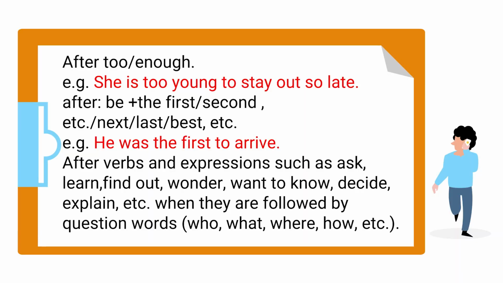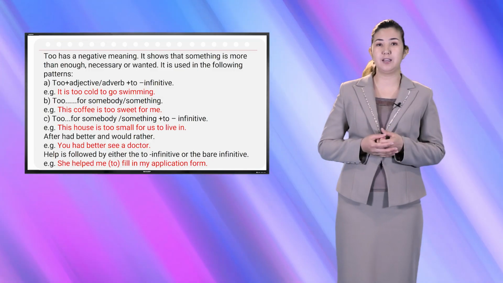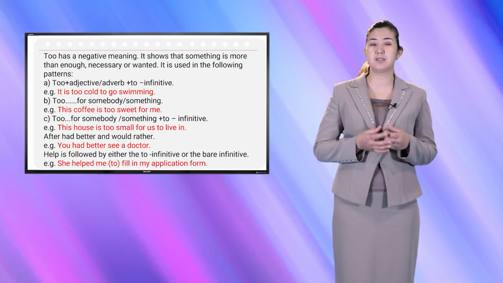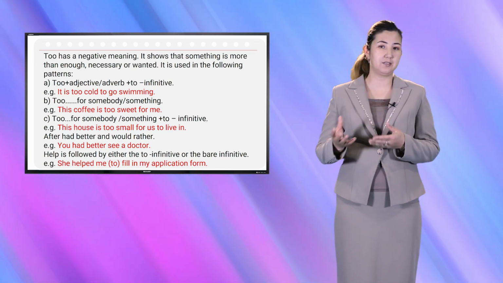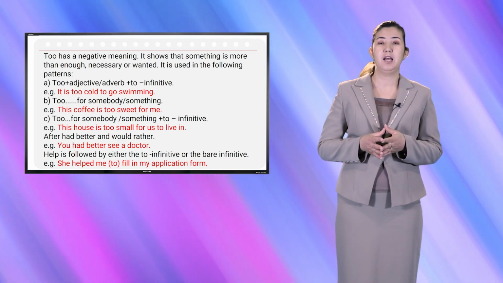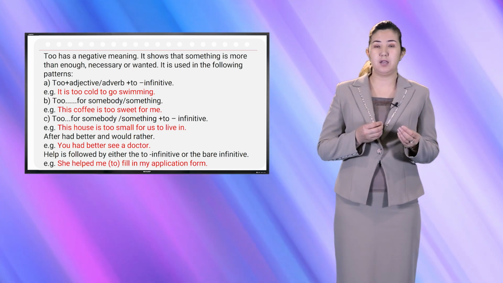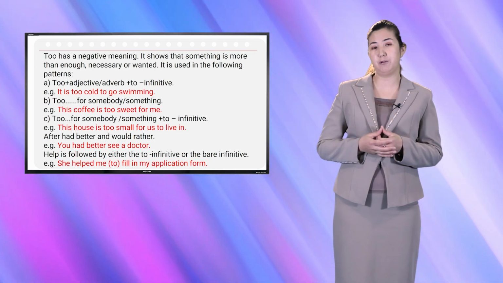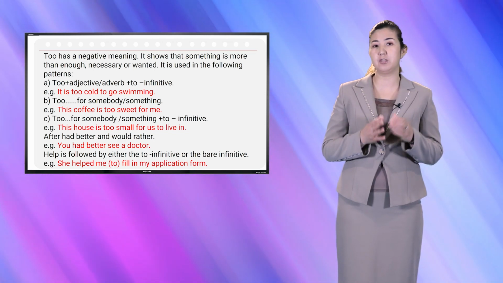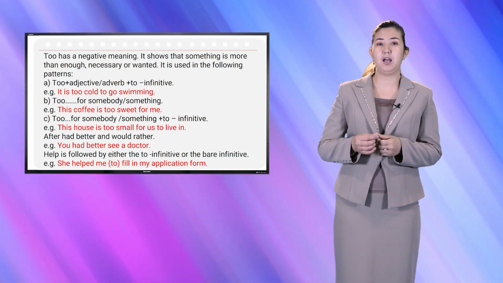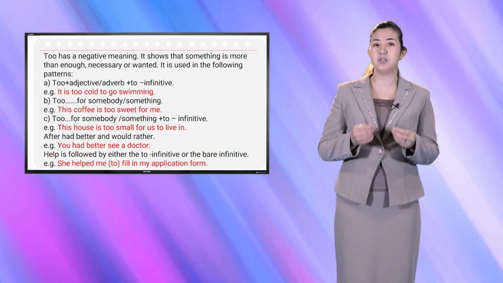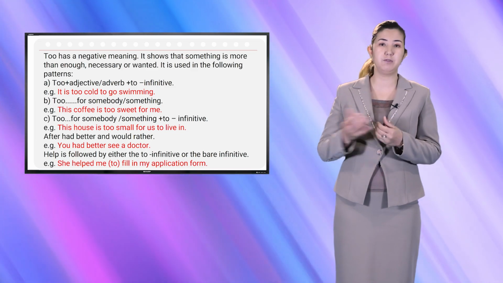Infinitive is also used after the words enough and too. As you know, too has negative meaning. It shows that something is more than needed, something is more than necessary or something is more than wanted. So it is used in the following patterns. The first one is too plus adjective, adverb, and plus infinitive. For example, it is too cold to go swimming.